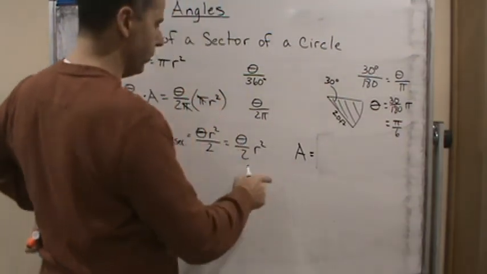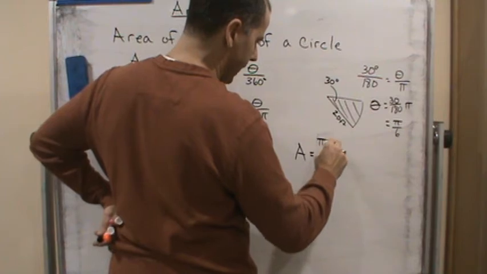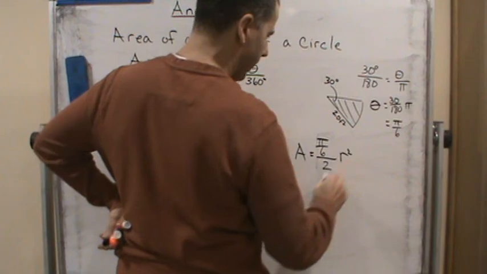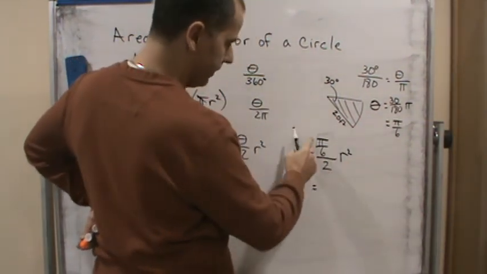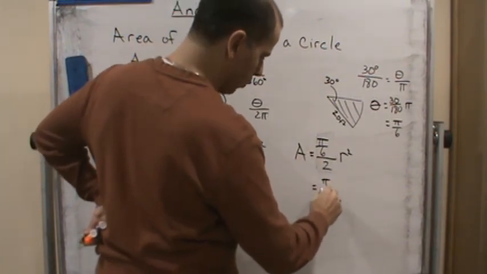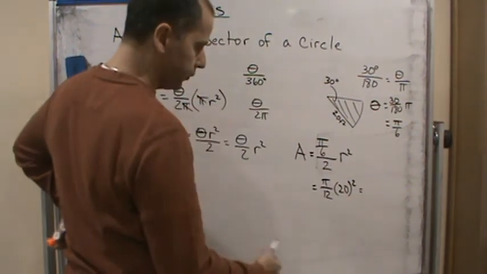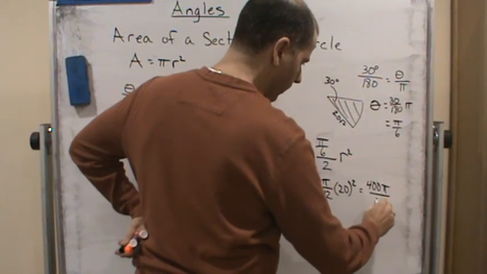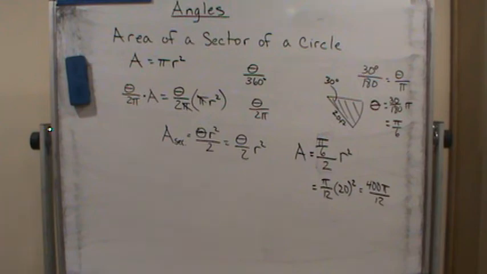So now theta equals pi over 6. I'm going to write pi over 6 divided by 2 times r squared, where r is 20 feet. Again, I'm going to simplify this. This is pi over 12 times 20 squared, which equals 400. So this is going to be 400 pi over 12. And that's going to give me approximately 104.72.